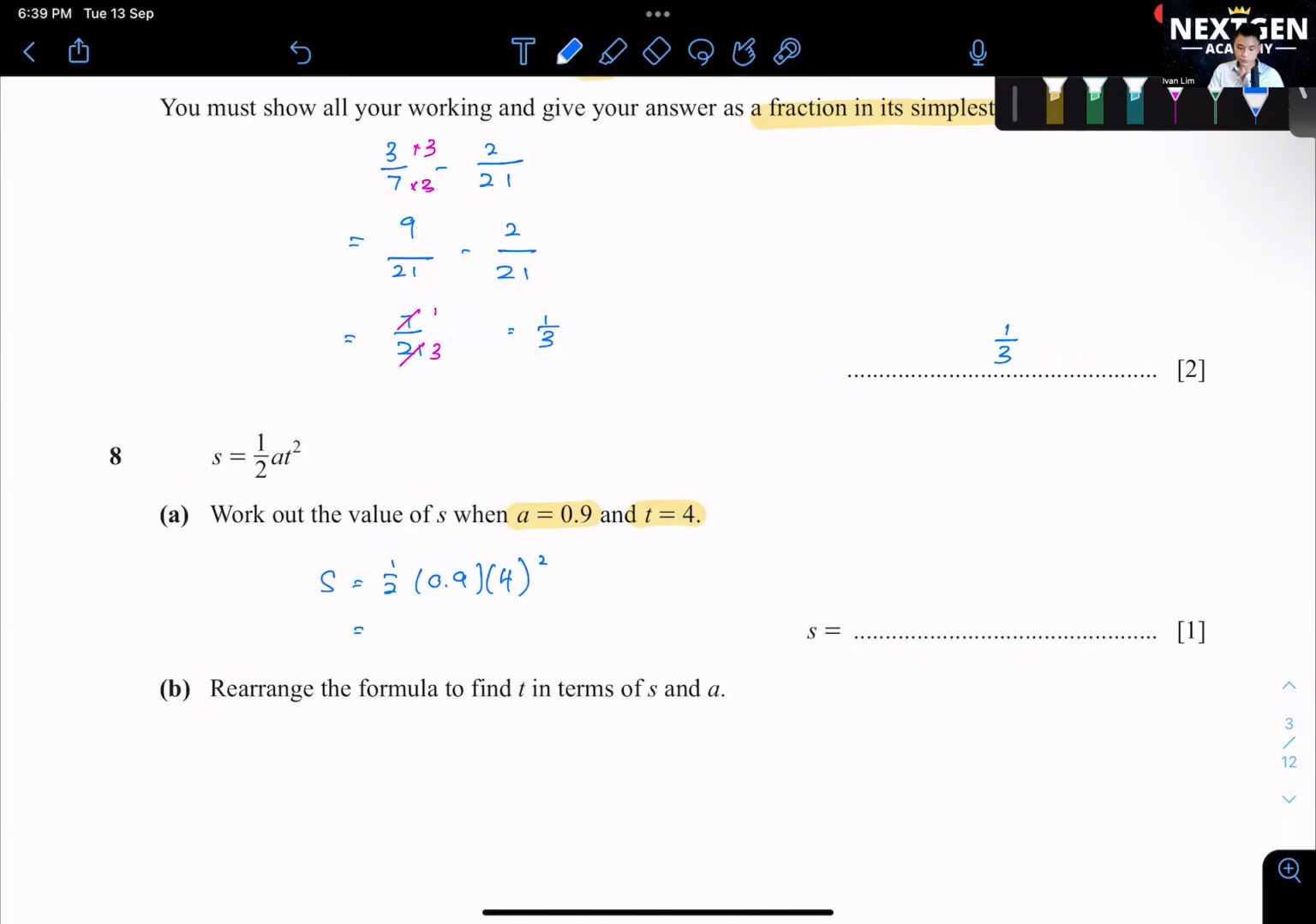You will get 7.2 or 36 over 5. So 7.2 lah. We write it as 7.2.